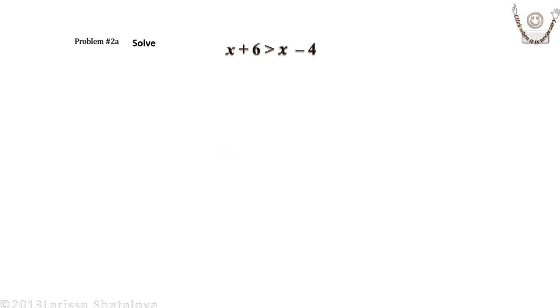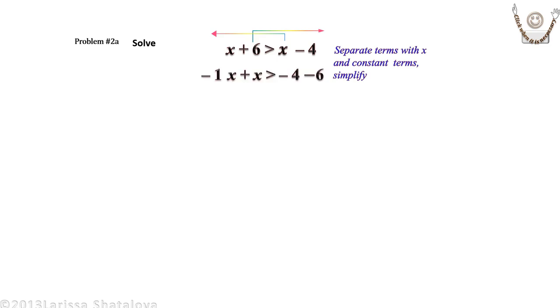Now practice problem. We have an inequality: positive 1x and positive 6 greater than positive 1x and negative 4. We have to solve for x. We will do exactly as we would work with equations. So we have to separate terms with x and constant terms, and then we will simplify. We are moving positive 1x to the left and positive 6 to the right.